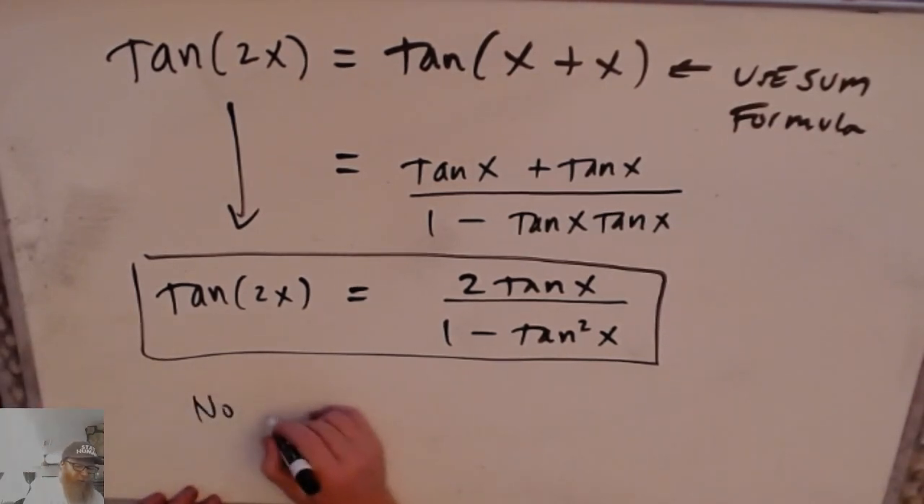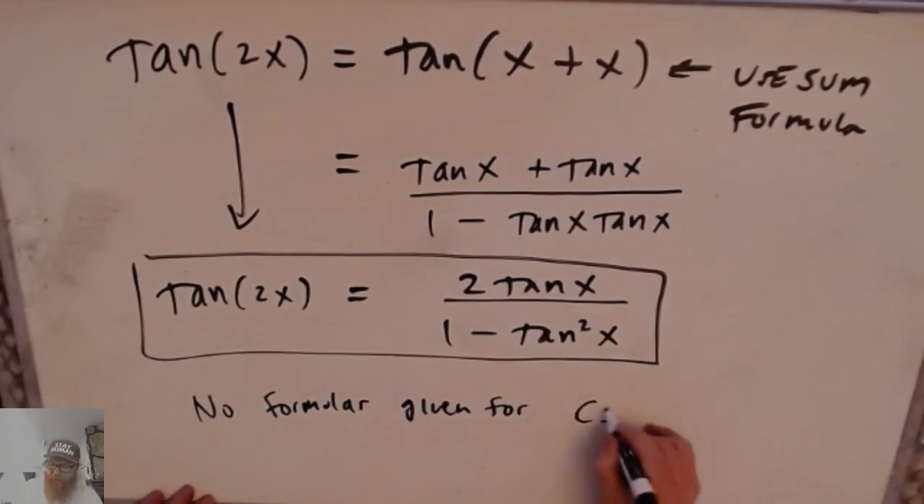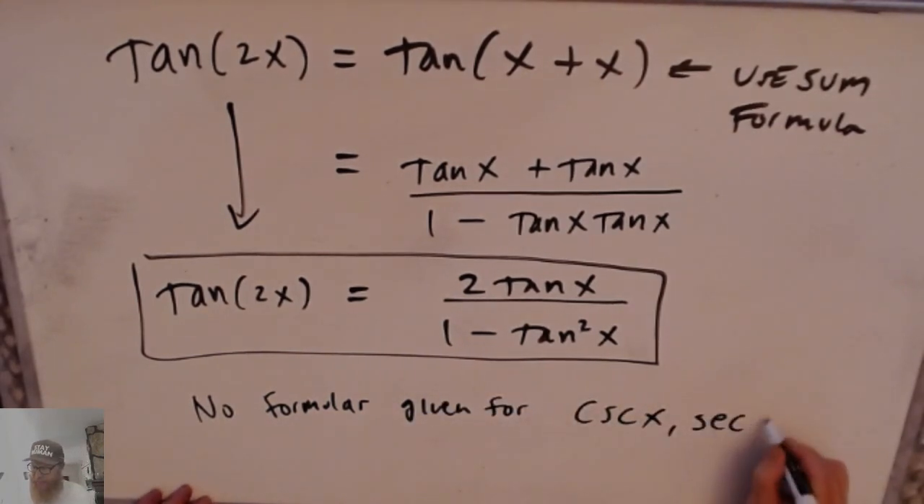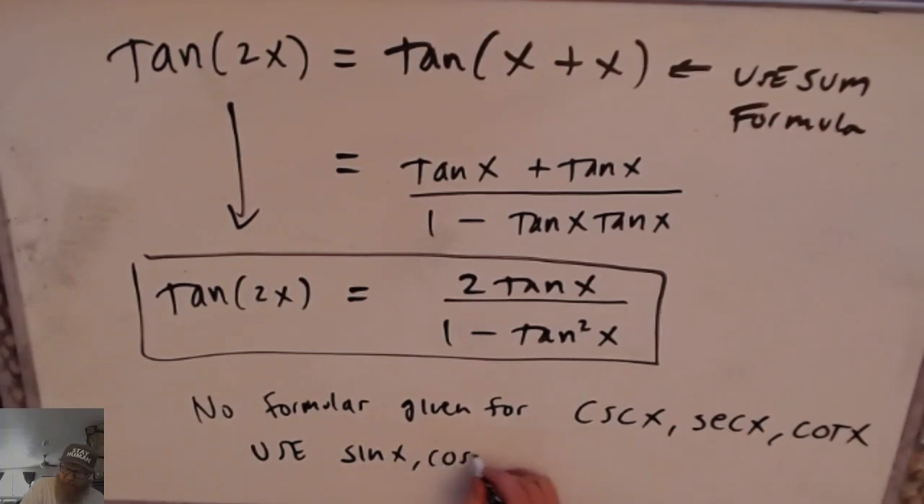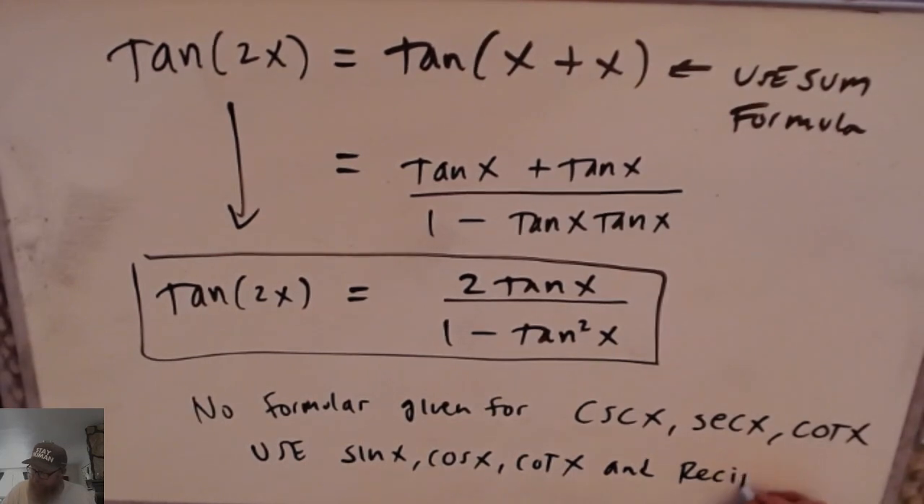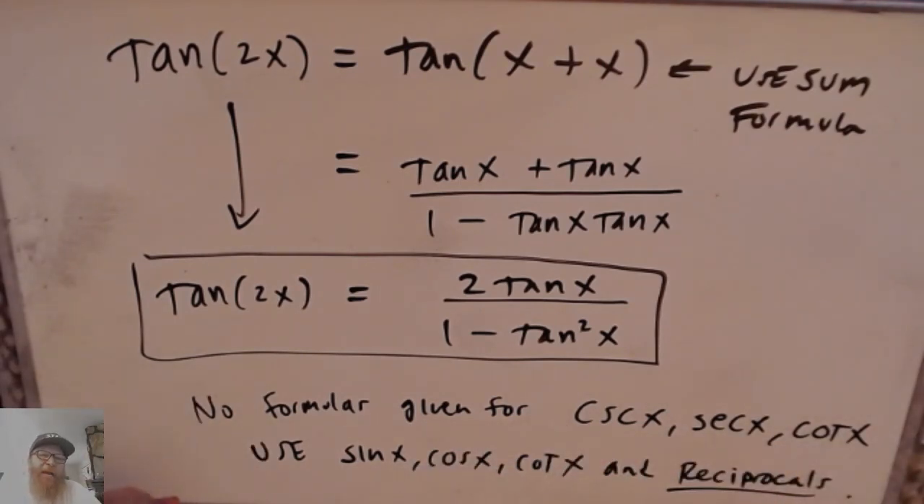I don't give formulas for cosecant, secant, and cotangent. Just use sine, cosine, and tangent, and reciprocal. In other words, I'm not going to give you 6 formulas. I'm going to give you 3. And then if you want the other 3, you just take the first 3 that I gave you and flip them all upside down. Reciprocate.